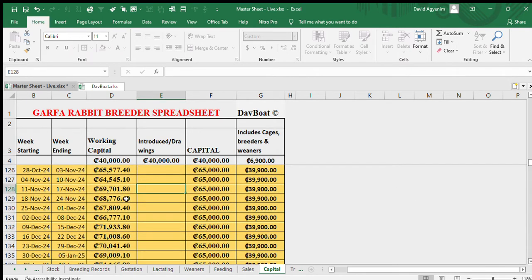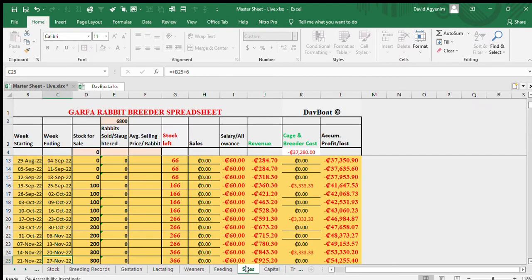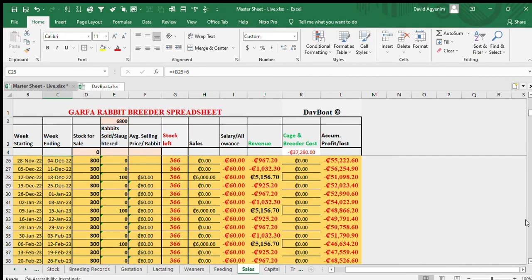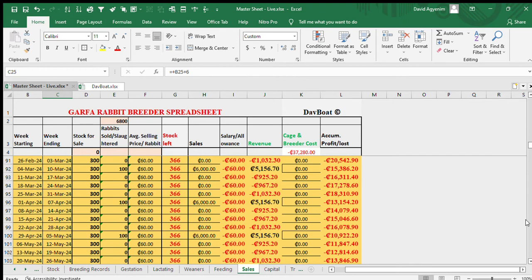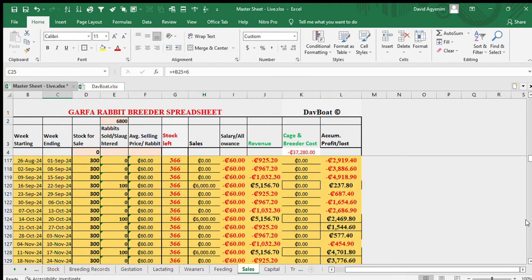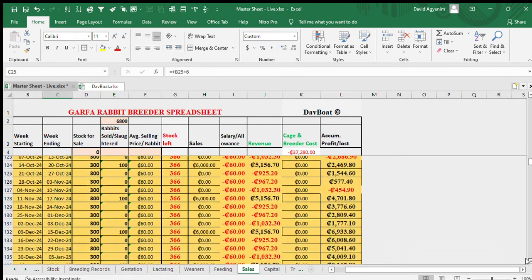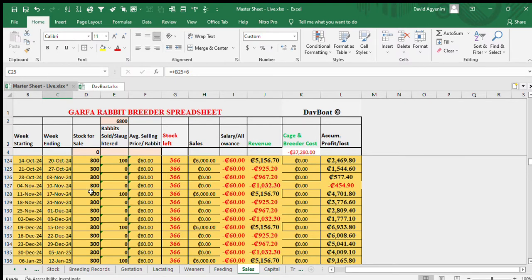So let's check the sales sheet. You see that the same week we will break even. Same week, 11th November 2024. Here is the 11th November 2024. You see that the same week is when our last negative figure was. We broke even here, right? So from here we are enjoying the fruits of our labor.